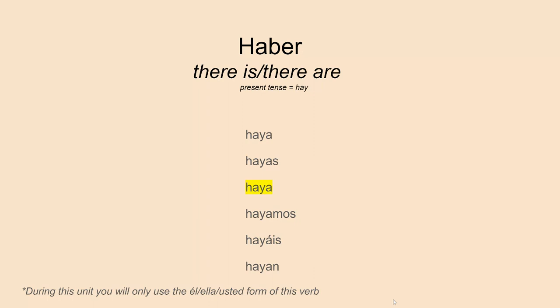Haber, there is or there are. In the present tense, you had one form of this, which was hay. As you can see, there's an entire chart. Haya, hayas, haya, hayamos, hayáis, hayan. However, in this unit, you will only use the él, ella, usted form of this verb. We will need the whole chart later in the year, but for now, if you're ever wanting to use this verb, you should just write haya.